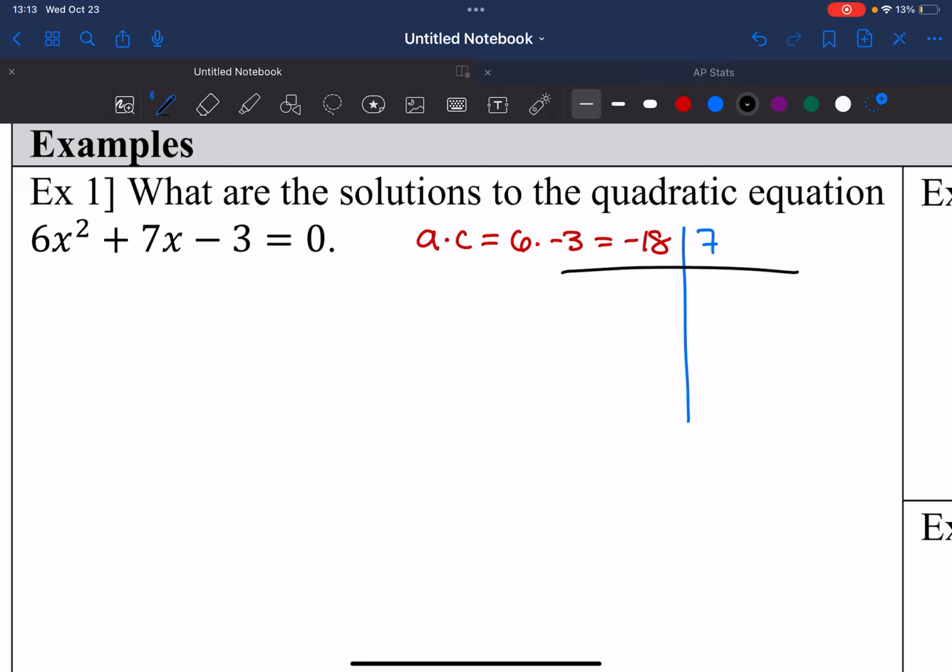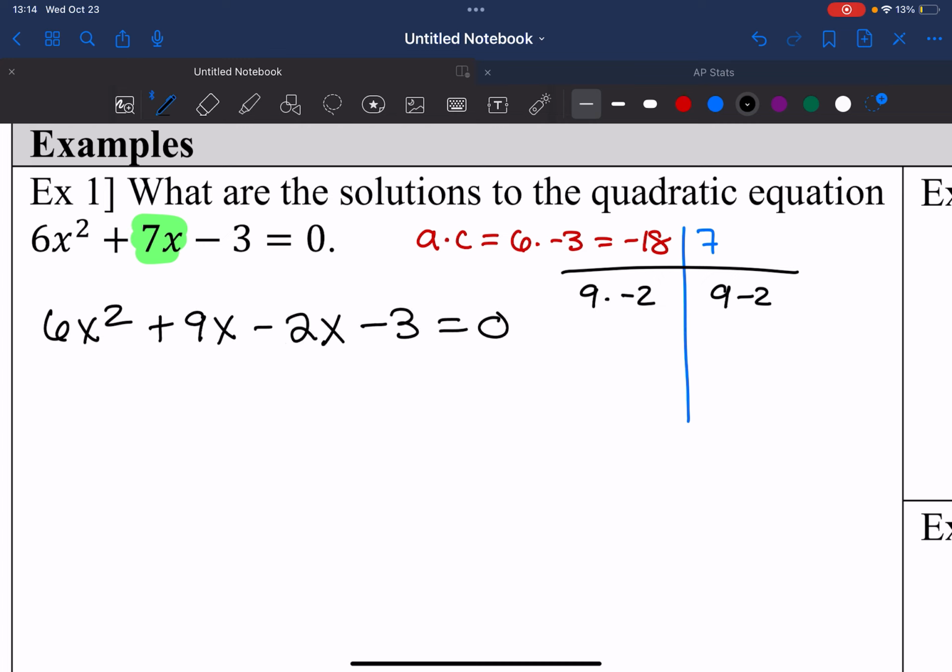So we need two numbers that multiply to negative 18 but add to 7. Those two numbers would be 9 and 2, where the 2 is negative. So 9 times negative 2, or 9 minus 2, gives us the corresponding answers we're looking for. So that means instead of writing 7x, I'm going to write 9x minus 2x. So 6x squared plus 9x minus 2x minus 3 equals 0. Notice how we just expanded our b term.